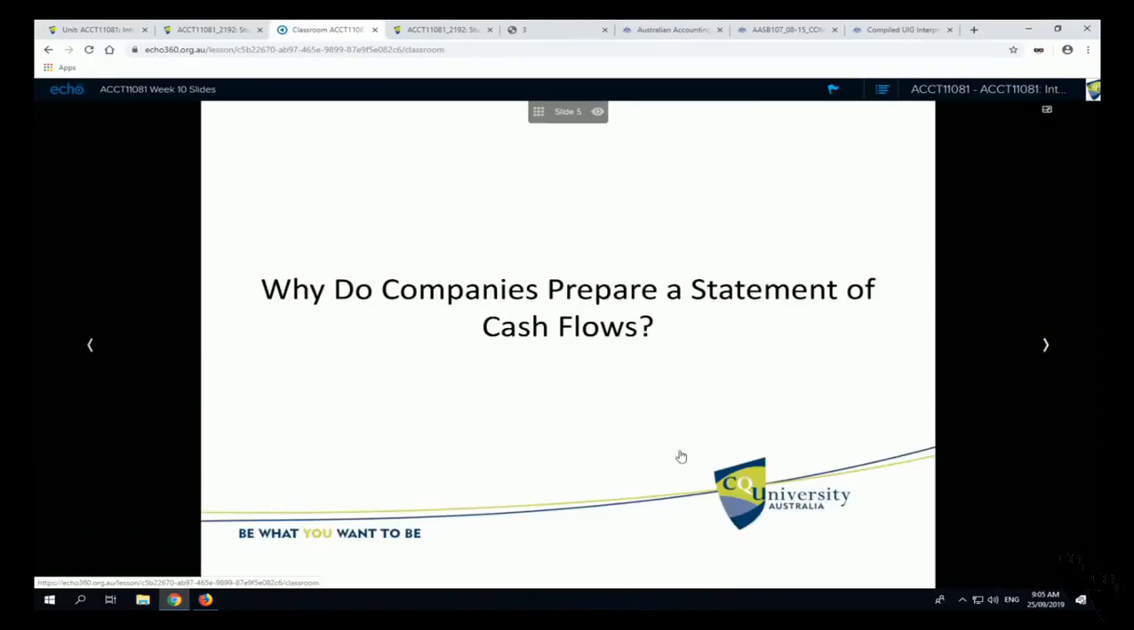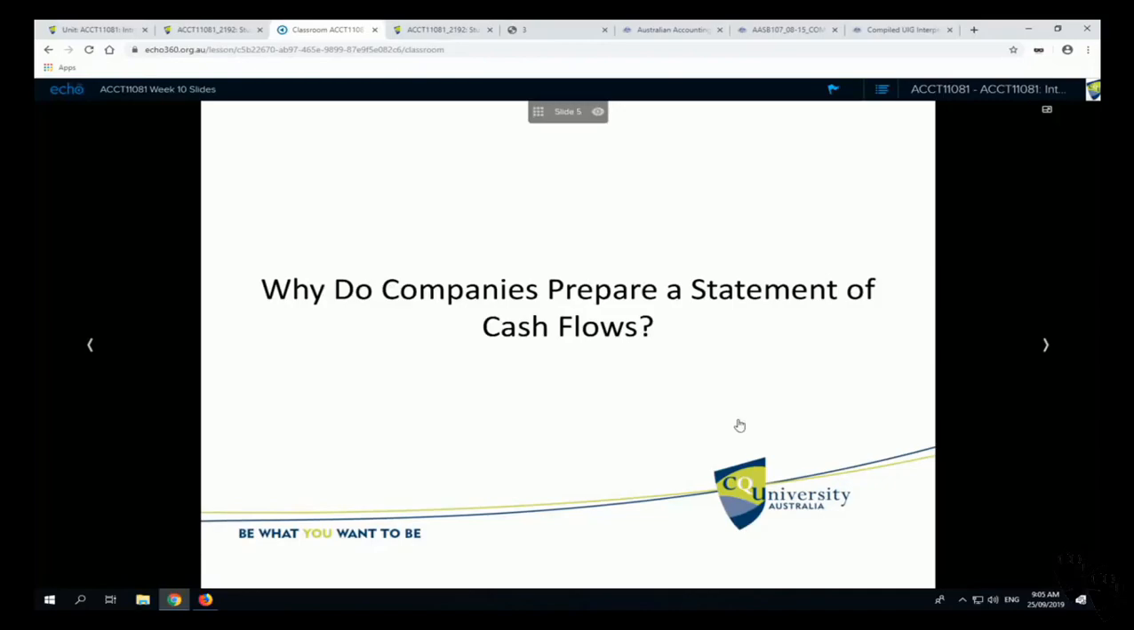So why do companies prepare a statement of cash flows? Well, Chapter 7 of the study guide tells us that in business, there's only one way to go bust, just one way, and that one way is to run out of cash. So let me read one little paragraph that Martin's written in the study guide. I found it funny, apart from being a great explanation of why companies actually prepare a cash flow statement.